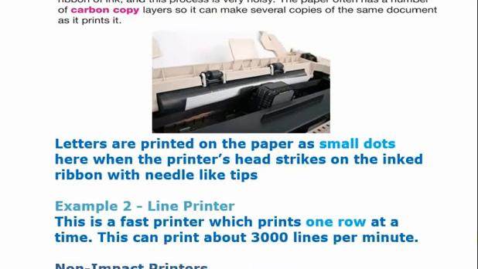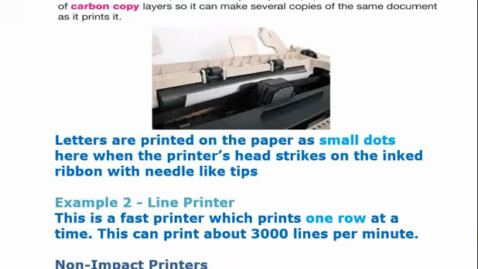There is another dot matrix type, we call it the line printer. Same, it is impact, but the dot matrix prints one character at a time. The line printer can print one line at a time, a little faster than the dot matrix. That is the difference.